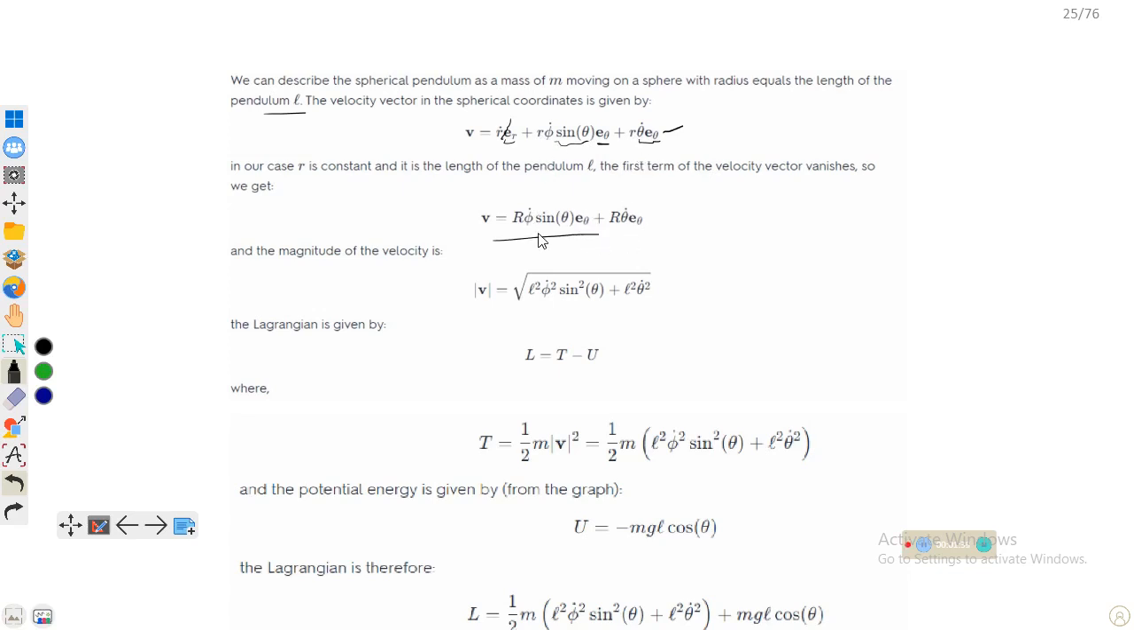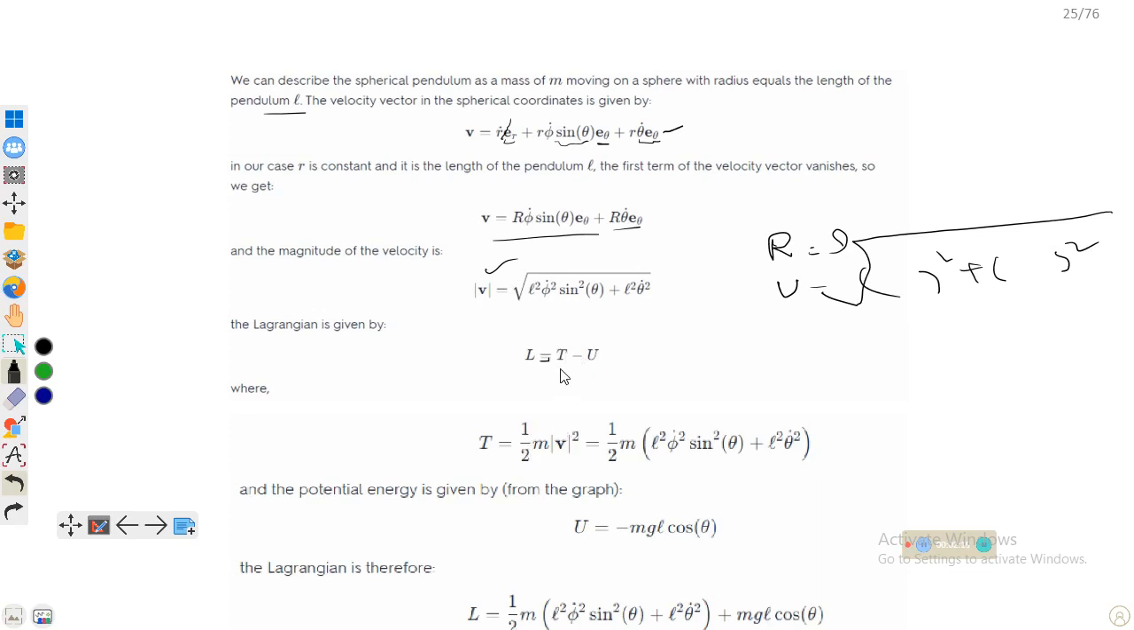When we obtain this, the magnitude of the velocity, with r equal to L, will be L square phi dot square sin square theta plus this whole square, under a square root. The radius is equal to the length, so r will be replaced by the length. You know that the magnitude of the velocity is one component square plus the other component square, whole square root. This is the velocity, and then first we will find the Lagrangian, which is equal to T minus U.